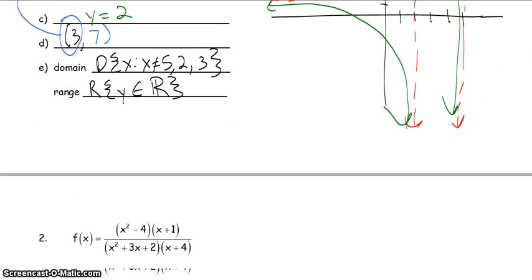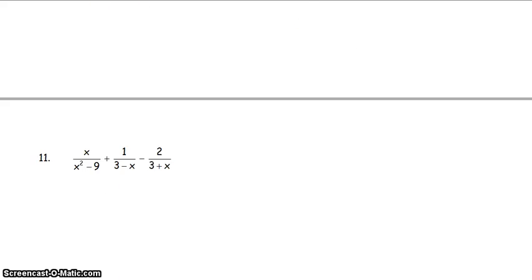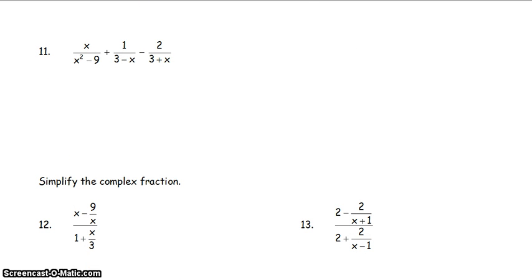All right, let's do an adding and subtracting one. I think I wanted to do number 10 or 11. 11 is good because there's 3 parts, and it actually incorporates everything we've been talking about. First off, this one turns into x over x minus 3, x plus 3.